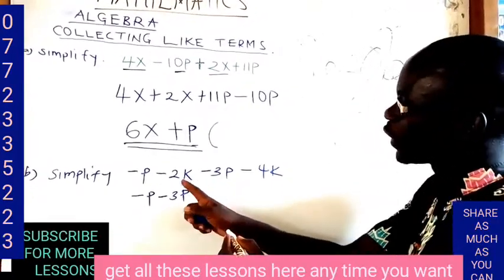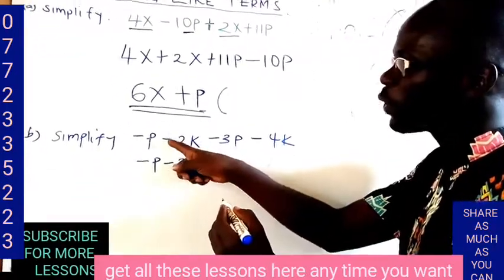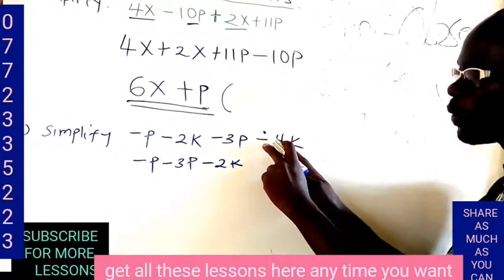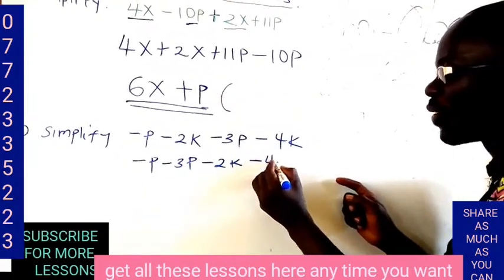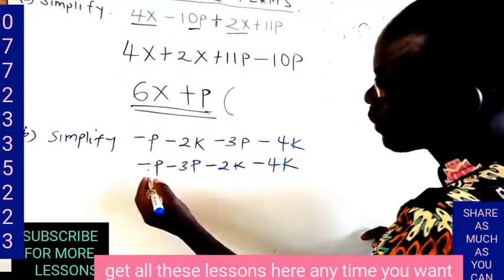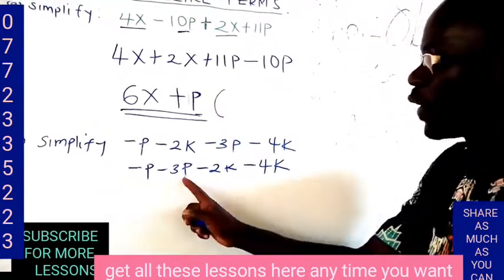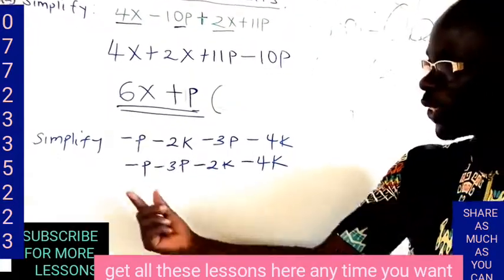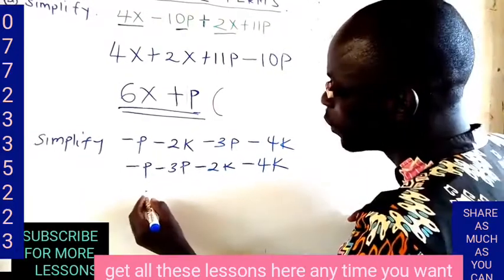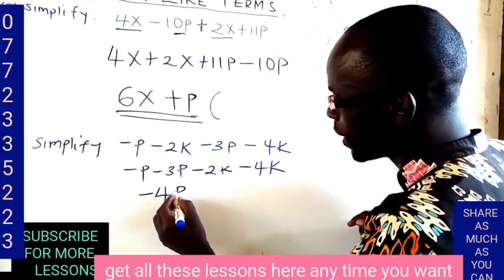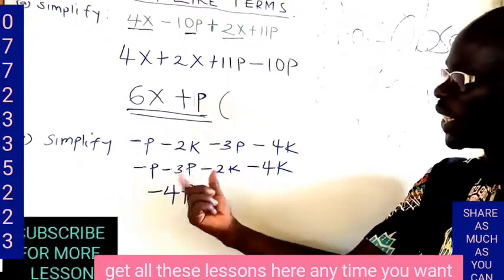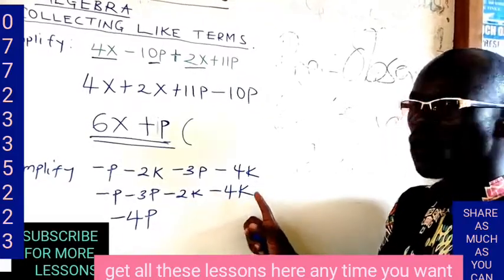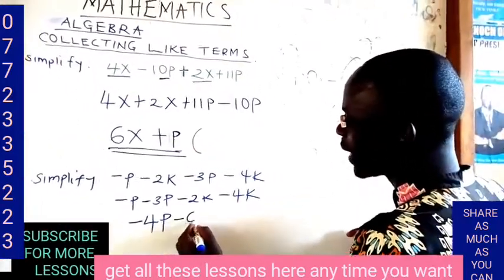Then, we also come to this one, the k. We have 2k, and in front of it is a minus. So that is minus 2k. We also have 4k, whereby in front of it is also a minus. So you bring minus 4k. Now, this is negative p minus 3p. When you have a debt, and someone also gives you a debt, your debts will always increase. So this is minus p minus 3p, which gives you minus 4p. Remember, you have a debt, someone also gives you a debt, so the debt will always increase. Then we have minus 2k minus 4k. This one gives you minus 6k.